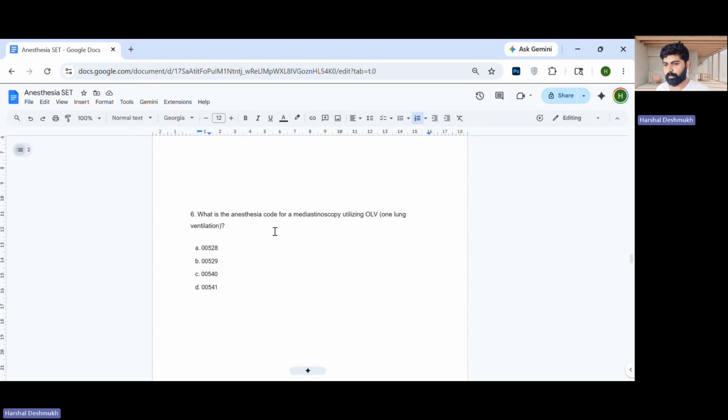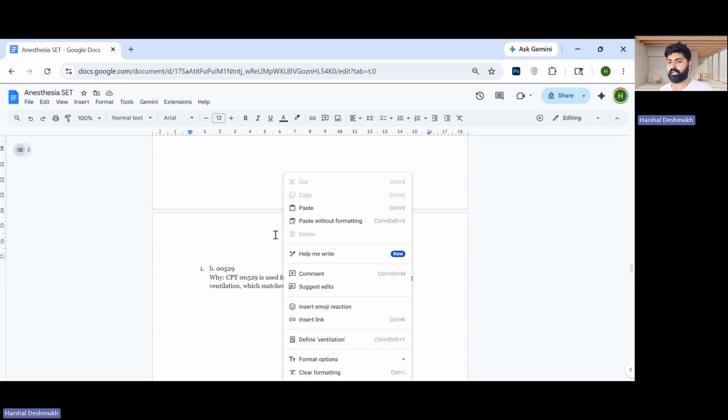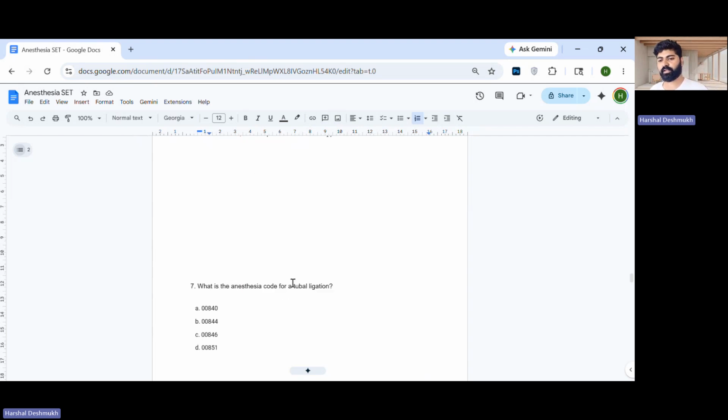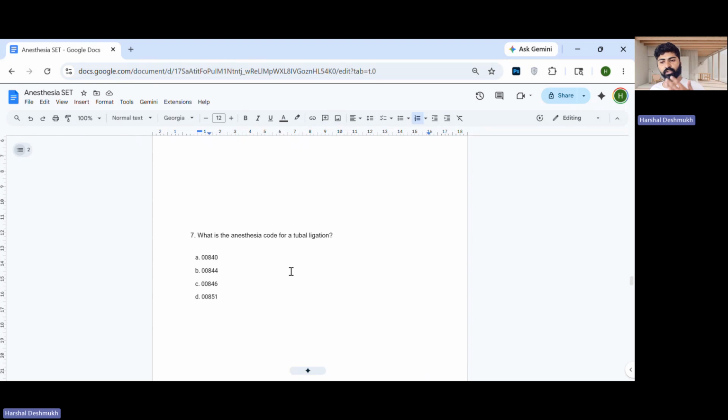The correct answer for mediastinoscopy with one lung ventilation is 00529. Please cross-check this in your book as well to see if the description matches 00529. It is an intrathoracic procedure requiring one lung ventilation, which matches mediastinoscopy with OLV as mentioned in the question. Your seventh question is on your screen: you need to find the anesthesia code for tubal ligation.